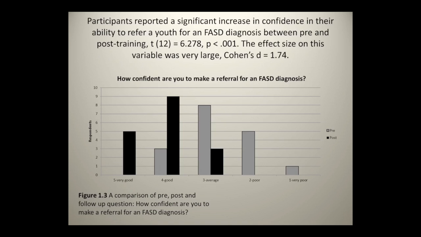So we see a change in practice, which is truly what we had hoped we would see. It's both anecdotally referenced, and we also see it here in the outcomes: the confidence to refer youth following the training has increased significantly, from very poor and poor on average to significant, people feeling very confident and very good about their ability to refer youth and have that be an effective approach, an effective intervention.